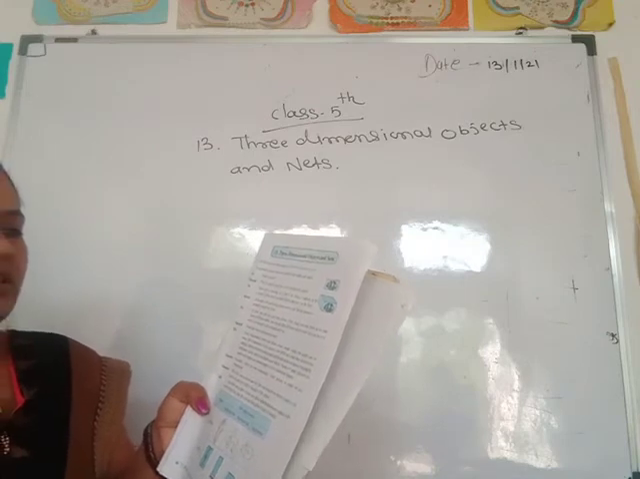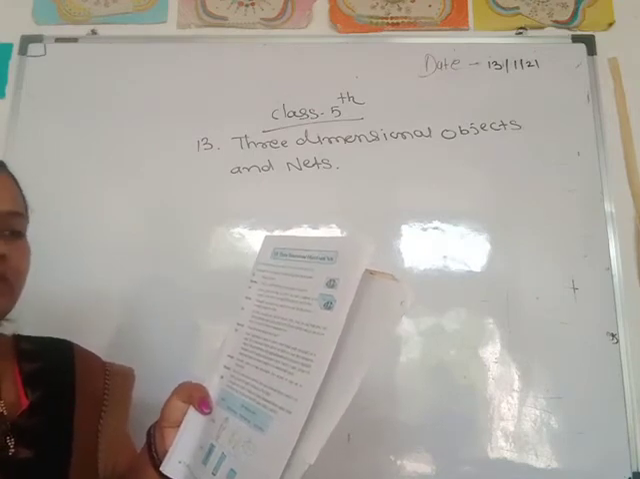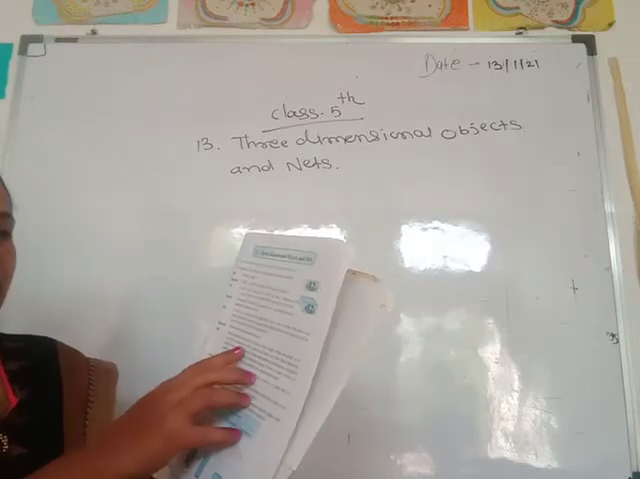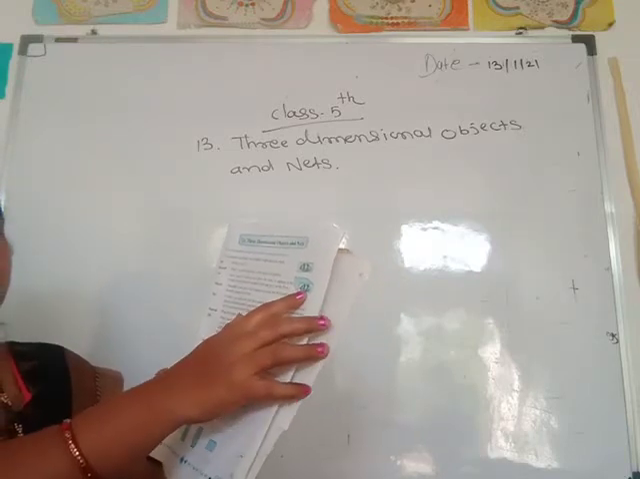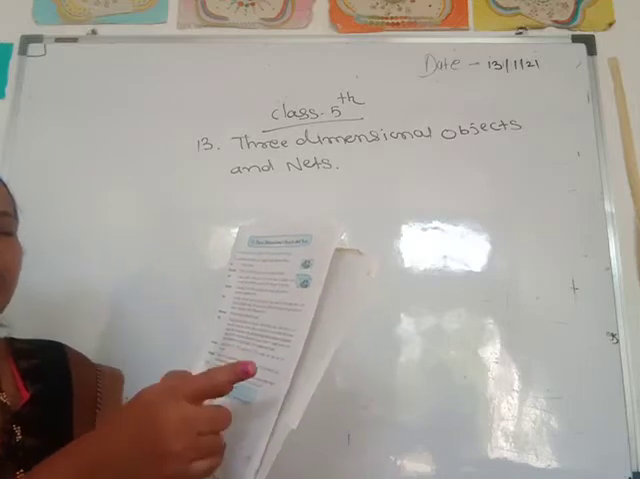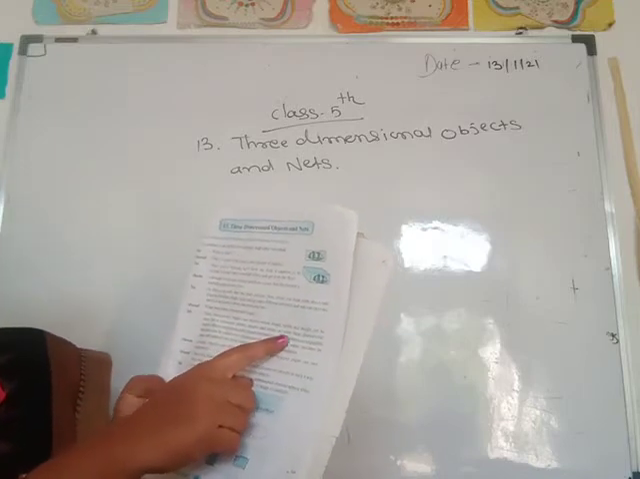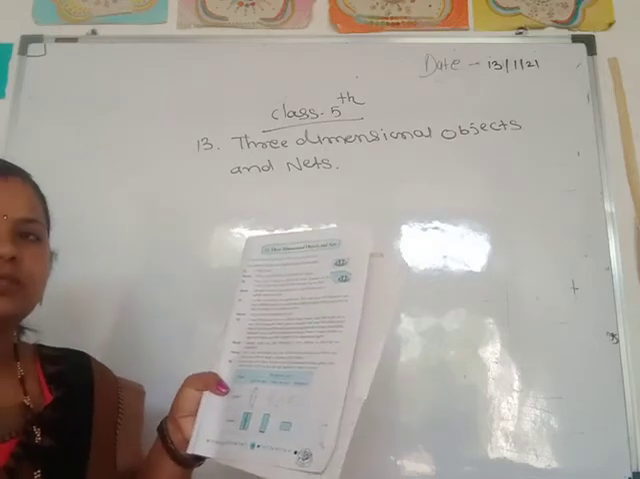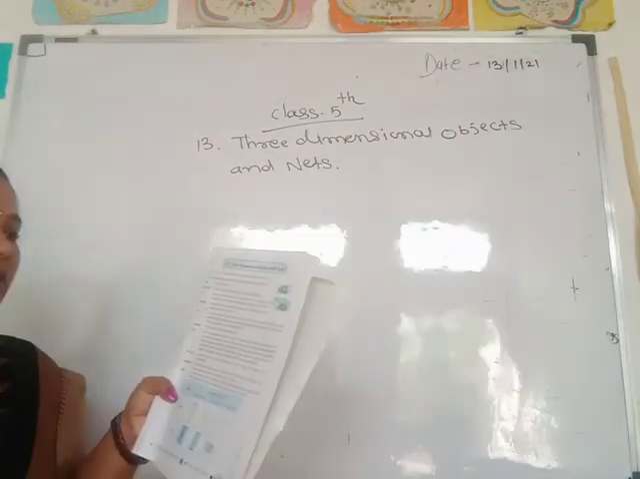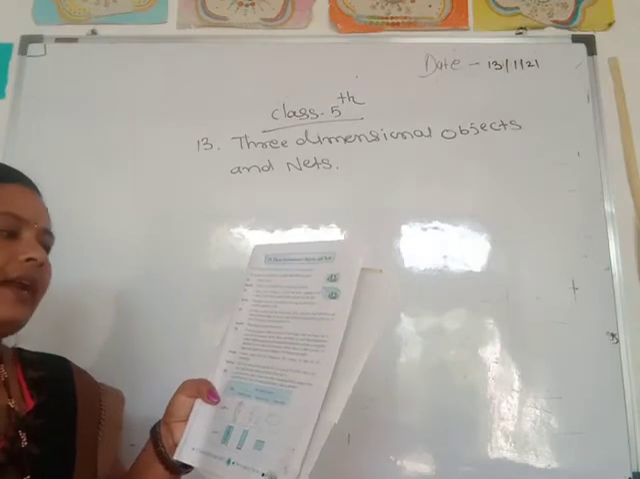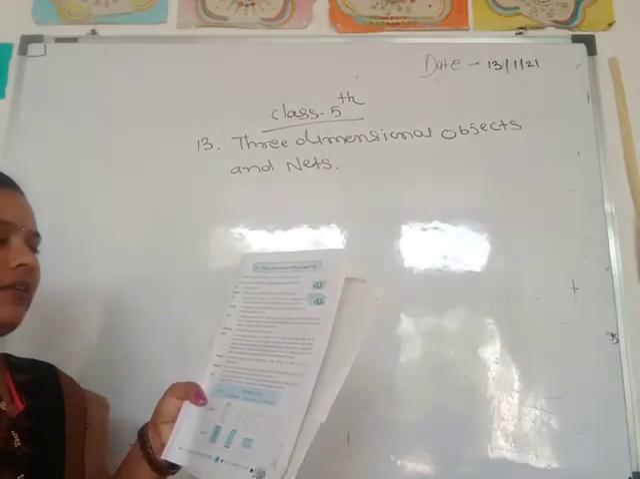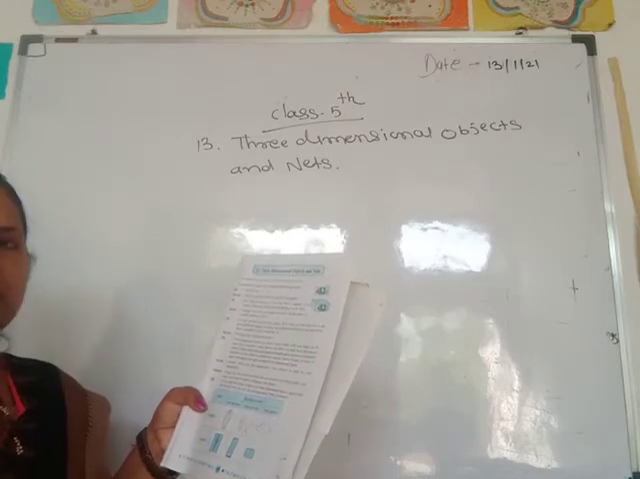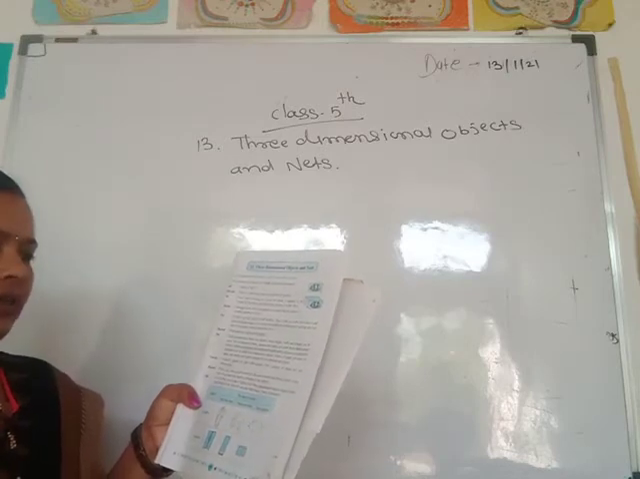Three-dimensional objects are objects whose length, width and height can be seen, felt or measured. Examples of these three-dimensional objects: books, glasses and tables.